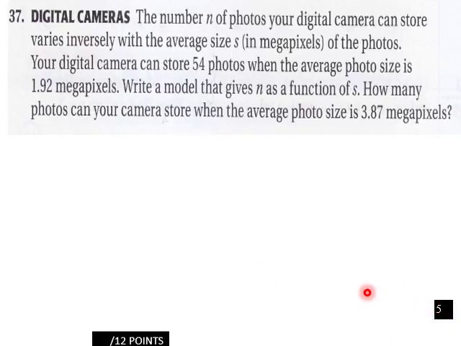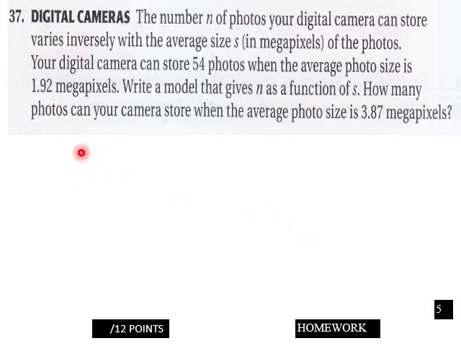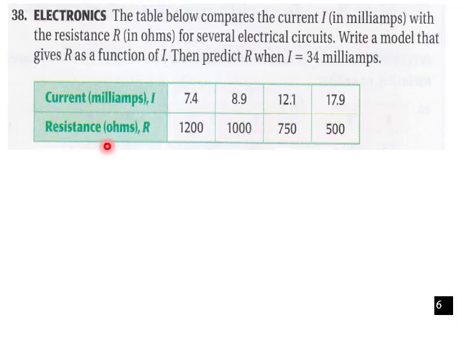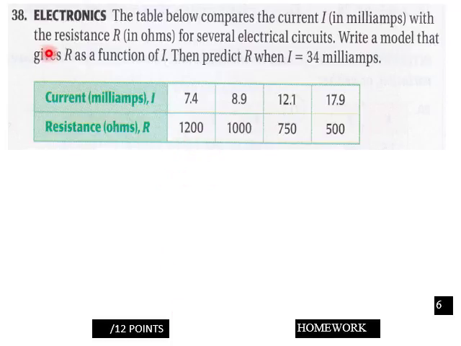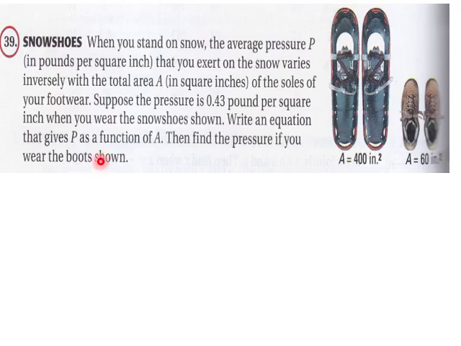Problem 37, page 5 on the homework. Digital camera, it's a storage problem. Again, write a model that gives n as a function of s. How many photos can your camera store when the average photo size is 3.87 megapixels? And then we have an electronics problem here, and this is page 6 on your homework. Write a model that gives r as a function of I, then predict r when I equals 34 milliamps.